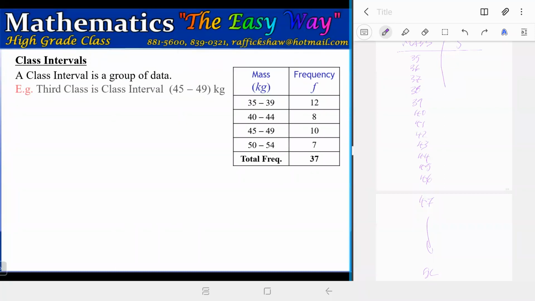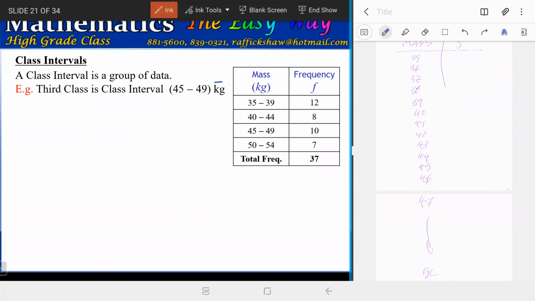So the third class interval is 45 to 49. And note, I put the unit on it, kilograms, because this is the third one. I said kilograms because the data is in kilograms. Very important. So I put the kilograms there. Understand that, guys? Yes. Third class. Good.